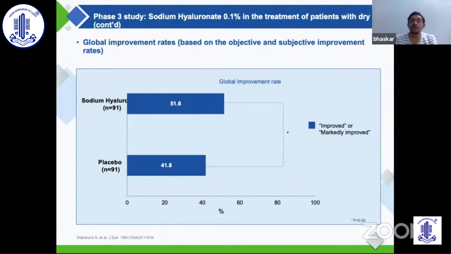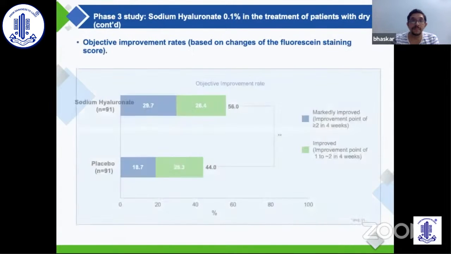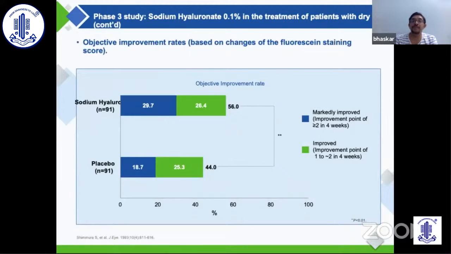When you look at their objective and subjective rates of improvement, sodium hyaluronate also scored much better than the placebo, and this difference was statistically significant. And when you look at objective improvements alone, disregarding the subjective improvements, the difference was also statistically significant. In fact, the objective parameters were much better as compared to the overall global score, or when you add the subjective parameters, indicating the beneficial effect of the molecule on epithelial healing or epithelial regeneration.